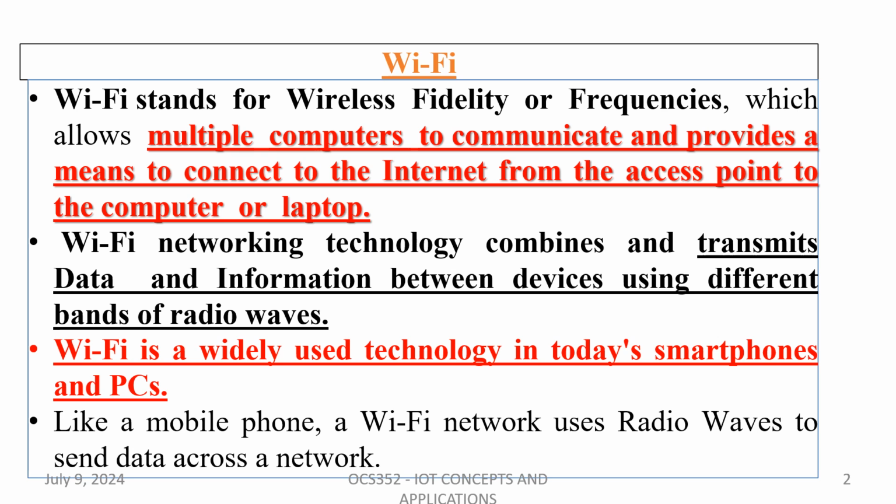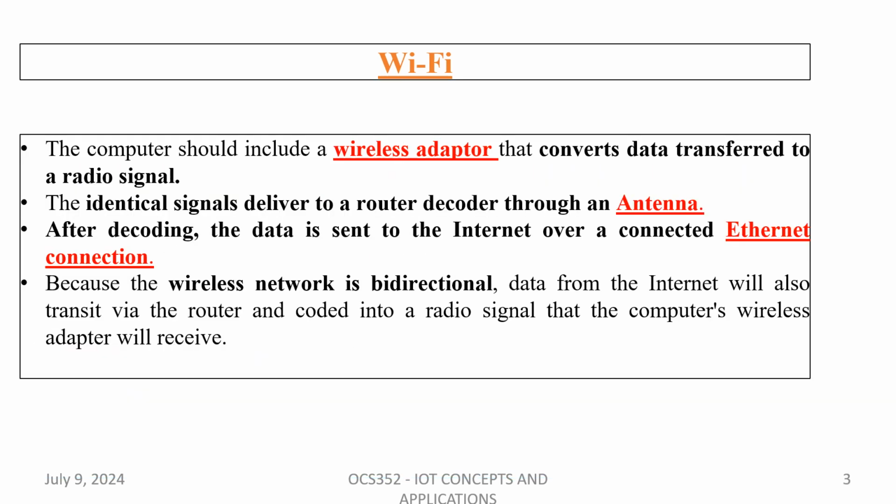Wi-Fi networking topology combines and transmits data and information between devices using different bands of radio waves. Wi-Fi is a widely used technology in today's smartphones. Like a mobile phone, a Wi-Fi network uses radio waves to send data across the network. For Wi-Fi, a computer should include a wireless adapter that converts data to a radio signal. The identical signals are delivered to a router, decoded by an antenna. After decoding, the data is sent to the internet over the connected Ethernet connections.